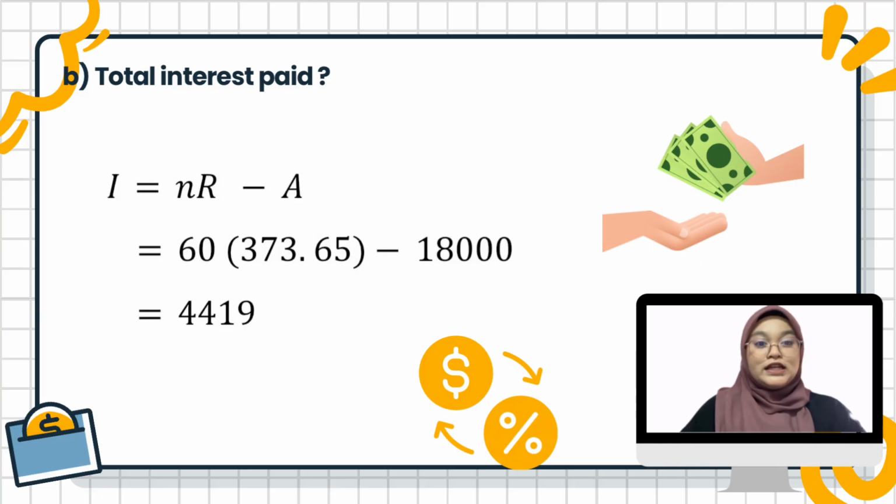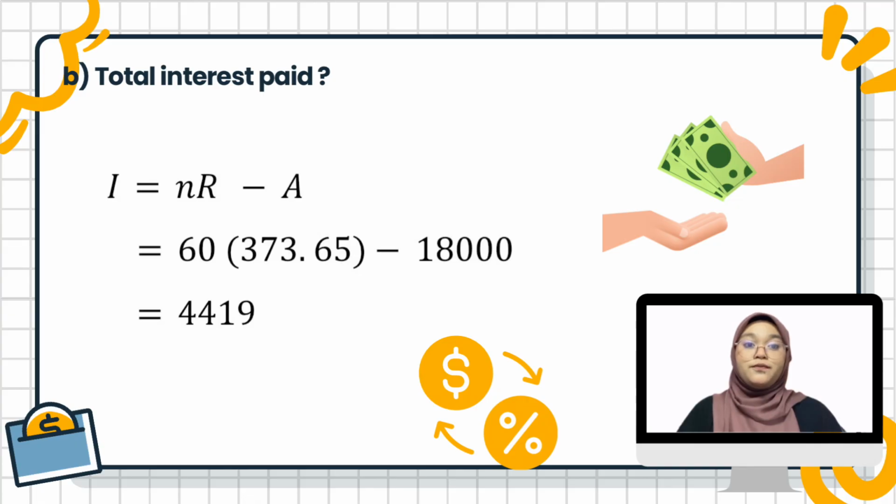Alright, now let's look at how much extra money Mira had to pay to the bank. Not just the monthly payments, but the total interest over the loan. The equation used in this question is I equals NR minus A, where I is the total interest paid, N is the number of payments, R is the monthly repayment, and A is the money borrowed. So here's how it works.